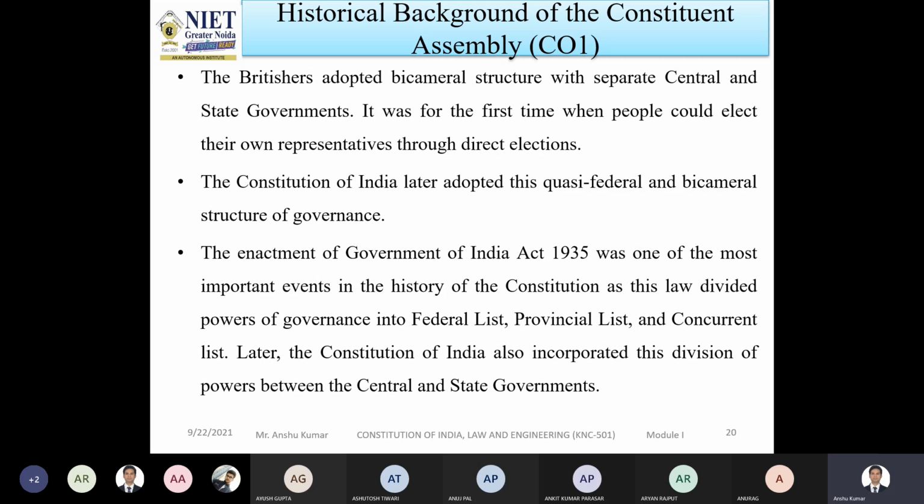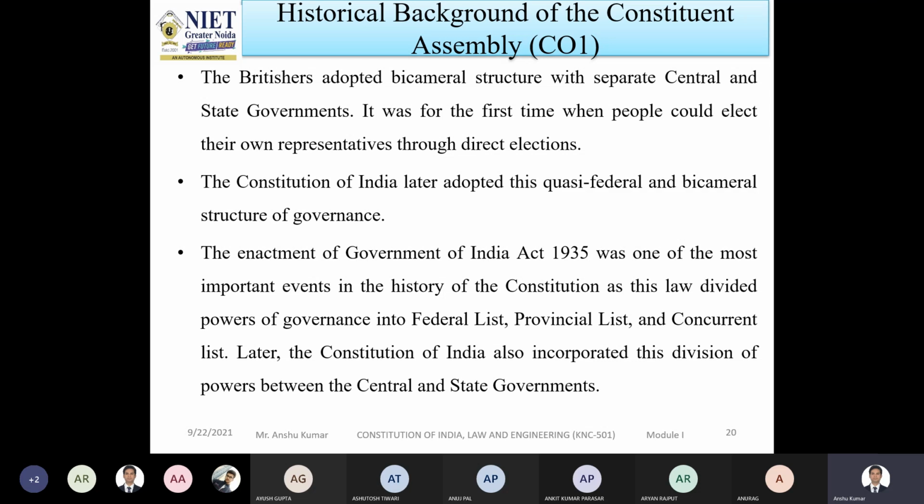It was for the first time that people could elect their own representatives through direct elections. So the point here is that the Indian people elected their own representatives for the first time through the Government of India Act 1919.